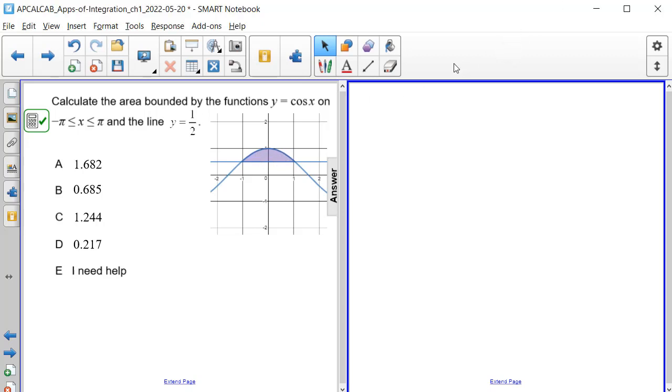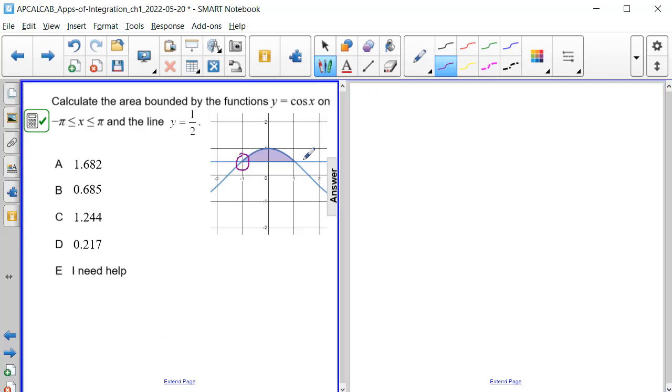The first step in this process is to determine the points of intersection, or the x values of those points of intersection. It appears that it's going to be at -1 and 1, but let's double check that through solving an equation. We have y is equal to cosine of x and y is equal to 1/2.